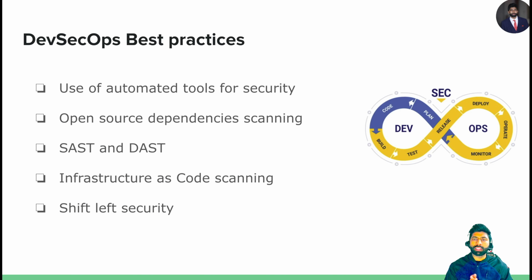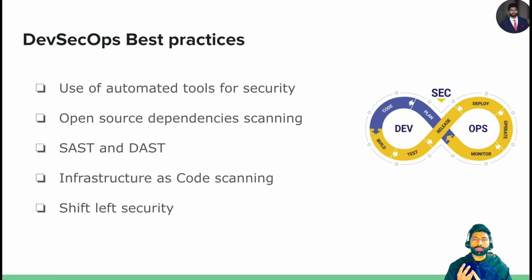So now let's discuss some of the best practices for DevSecOps. Ensure that you are using automated tools for security. Performing manual security scanning increases your effort and needs a lot of time investment. There are various tools available in the market. Ensure to perform security scanning of the open source dependencies. Ensure you are performing static application security testing to find security vulnerabilities associated with your source code.